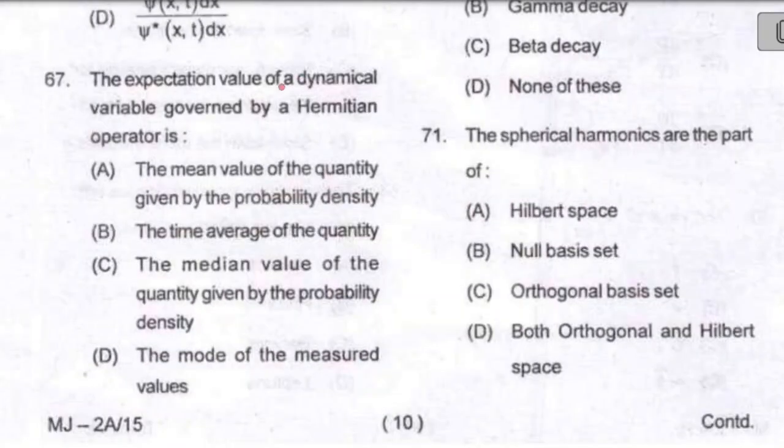Next, 67. The expectation value of a dynamical variable governed by a Hermitian operator is the mean value of the quantity given by the probability density. So A is your correct answer.